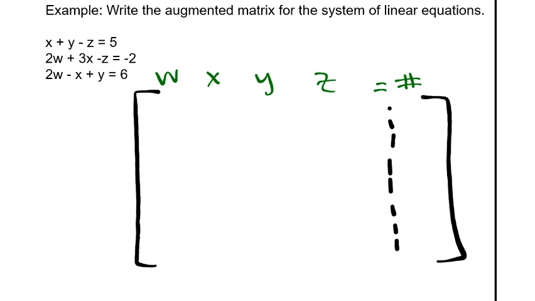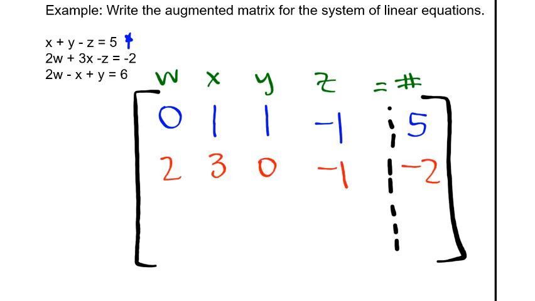So now you're going to write your system. You're going to write your coefficients underneath each one of those. At the top of your columns, you have your variables. You have your equal sign, which is that vertical line, and then you have the constant, or the number, on the other side. First equation, we write it across. There is no w, so it's a 0. Got a 1 for x, 1 for y, negative 1 for z, 5 over on the other side.